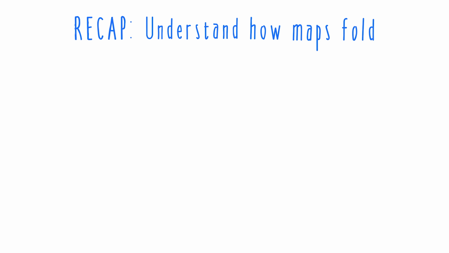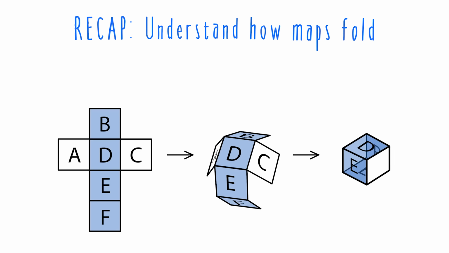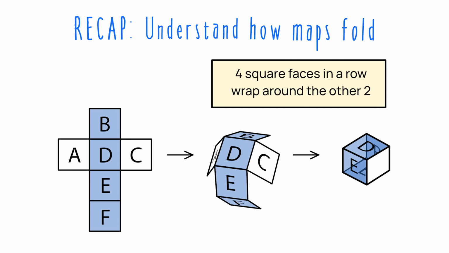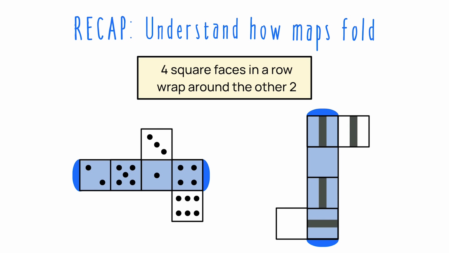Alright, here's a recap of our tips on how to master cube folding problems. First, make sure you understand how these maps fold. Maps with 4 faces in a row will always fold so that those 4 faces wrap around the cube in a row. And they'll be wrapping around the faces that sit on each side. This is always the case no matter where these side faces sit.